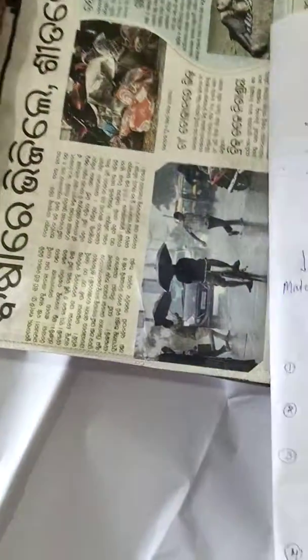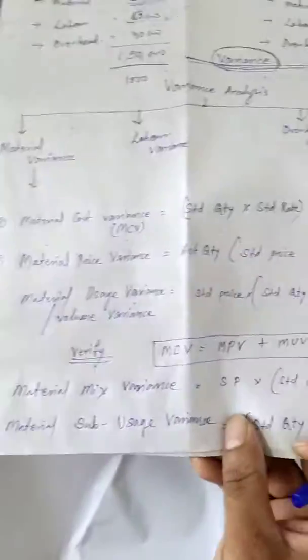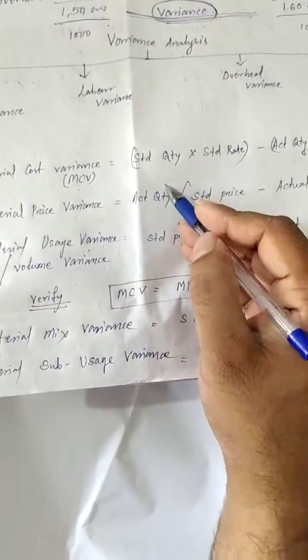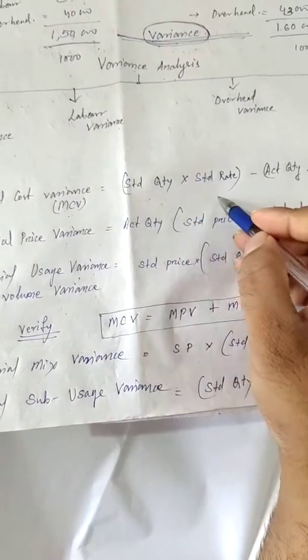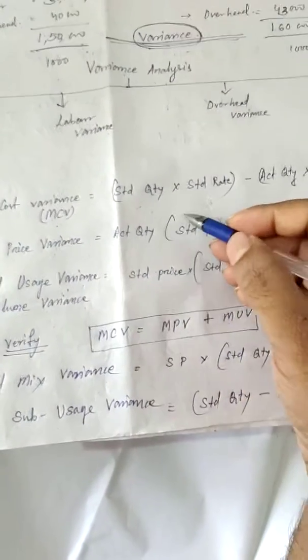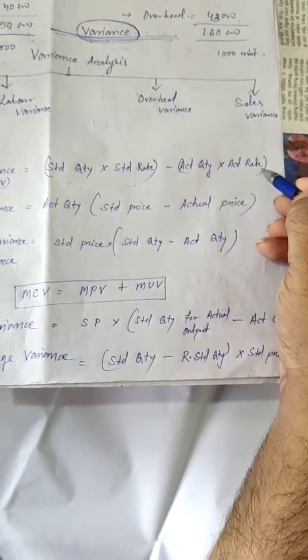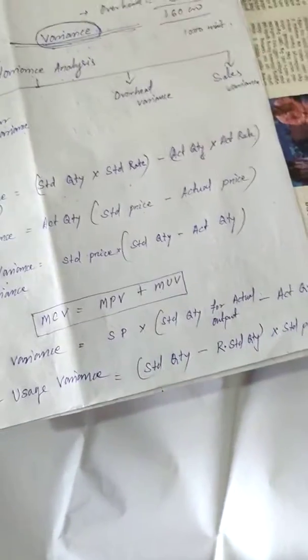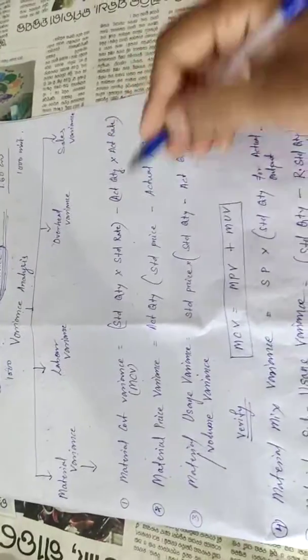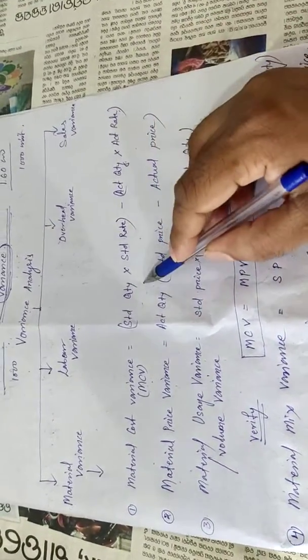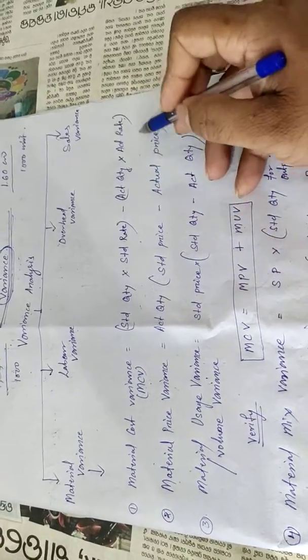So let us understand what material cost variance is. The material cost variance formula: standard quantity into standard rate, you get the standard cost. Then actual quantity into actual rate, you get the actual cost. So material cost variance is determined by applying this formula: standard quantity into standard rate minus actual quantity into actual rate.